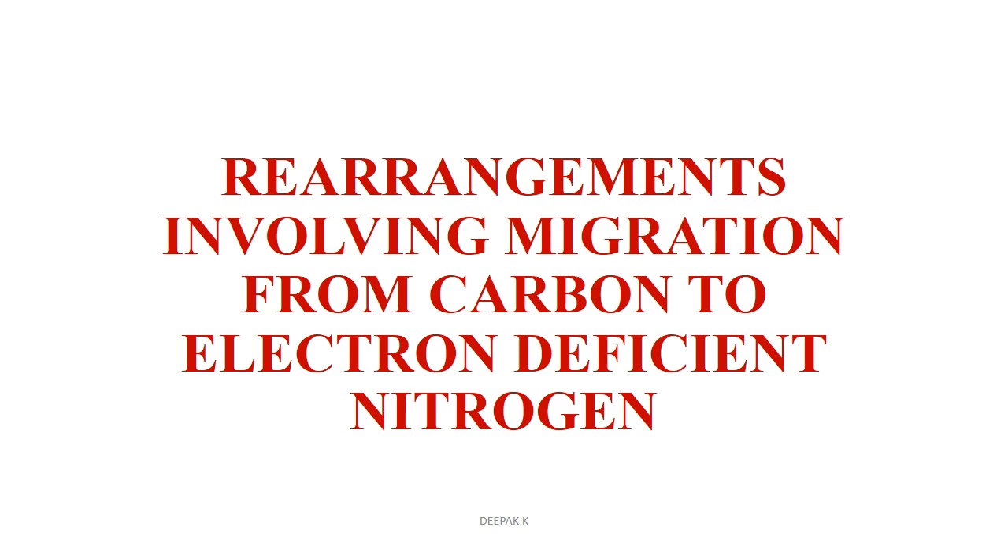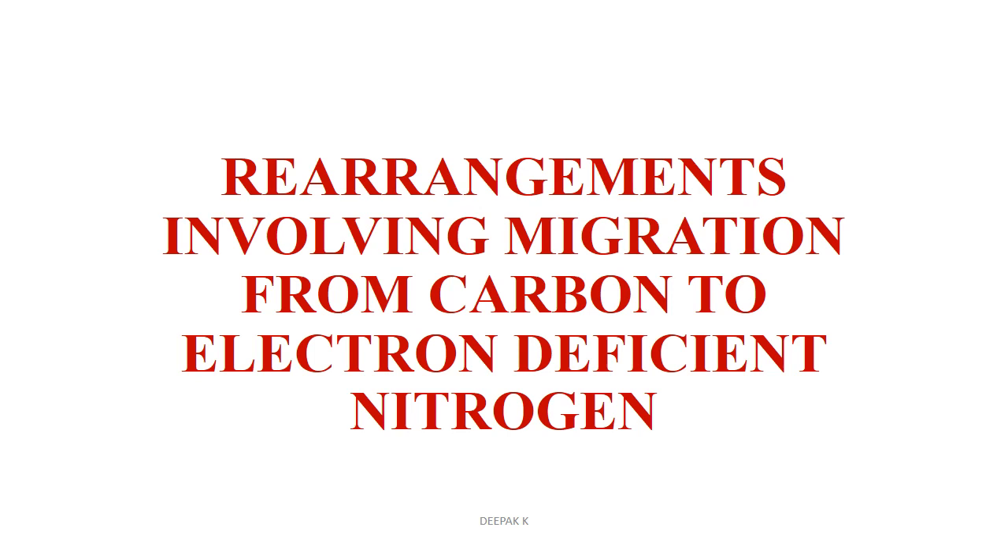So look at the heading: rearrangements involving migration from carbon to electron deficient nitrogen. What it means is that a group is migrating from carbon to the nitrogen, electron deficient nitrogen.